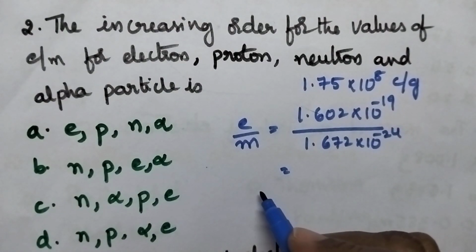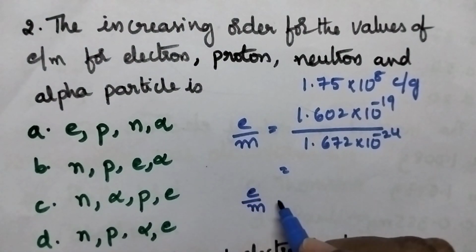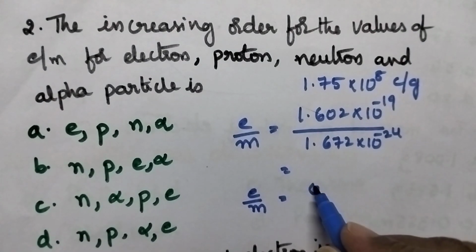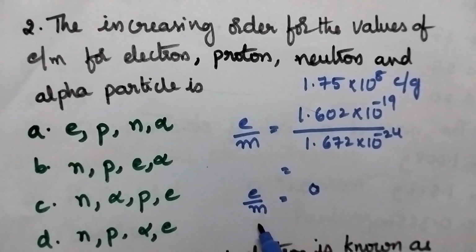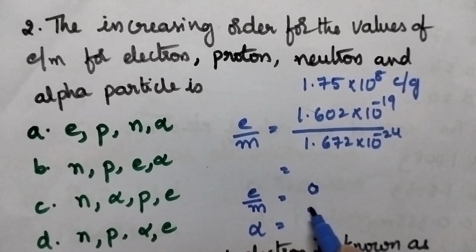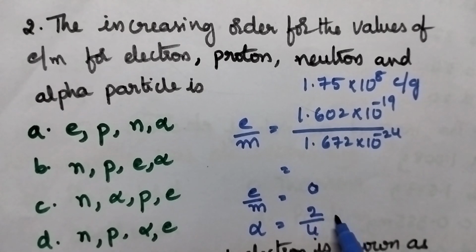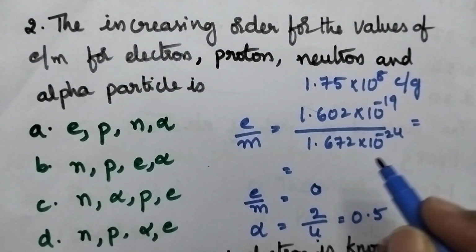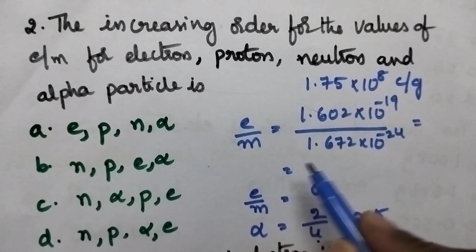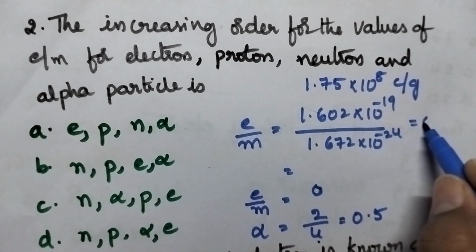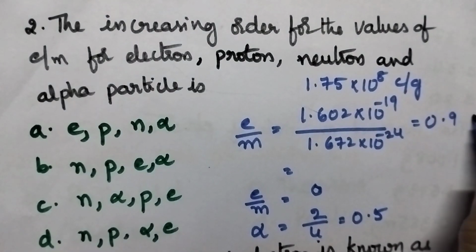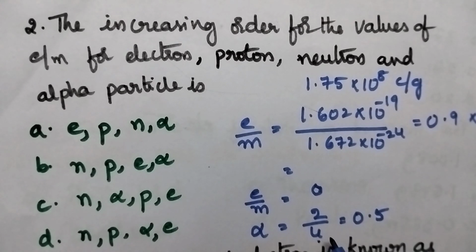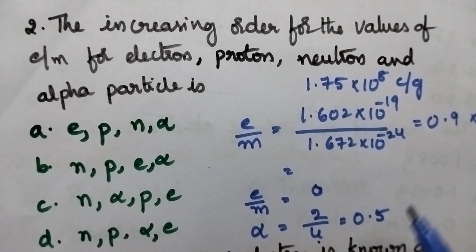Next, coming to the e/m value of the neutron. Here the charge of the neutron is 0 and hence it is equal to 0. Coming to the alpha particle, the charge is 2 and the mass is 4, so that is equal to 0.5, and the e/m value of the proton will be somewhere in between the alpha particle and the electron.